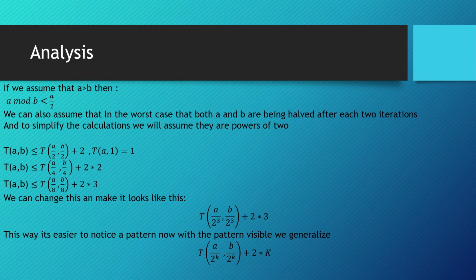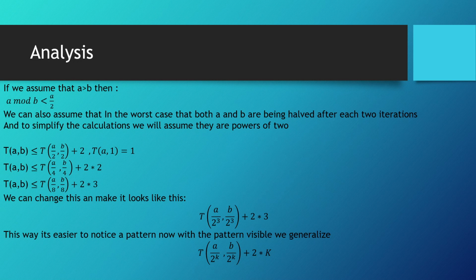Now, the analysis. For simplicity's sake, we'll assume that a is bigger than b. Therefore, a modulus b will always be smaller than a over 2. We'll also assume that both a and b are being halved and that they are powers of 2, for the sake of simplicity. Now, our initial statement will be as follows: T of a and b is smaller than or equal to T of a over 2 and b over 2, plus 1. And our base case, T of a and 1, equals 1.